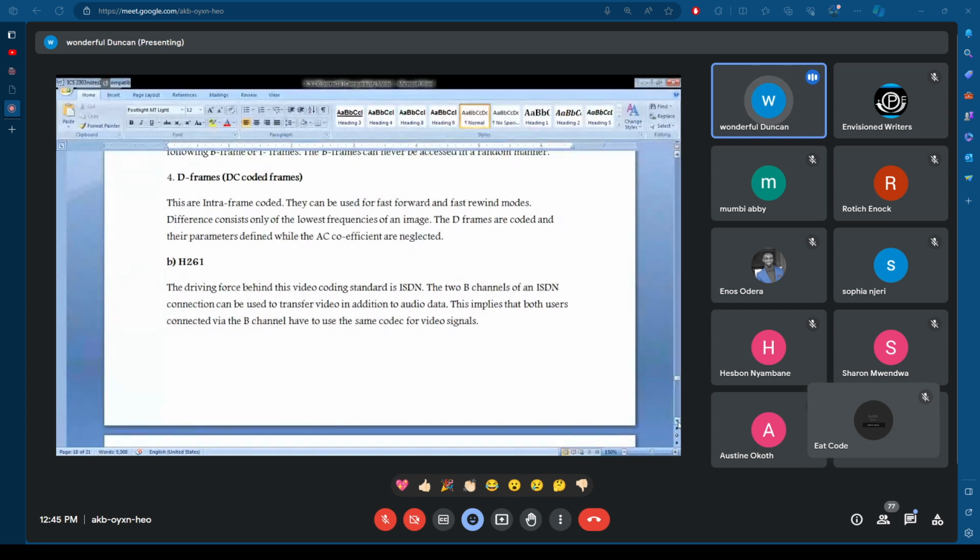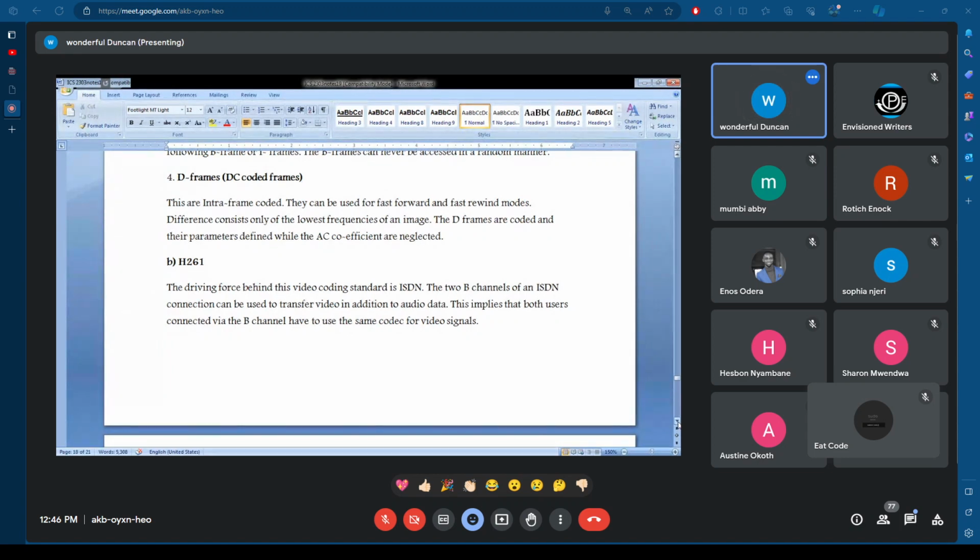The other hybrid technique is H261. The driving force behind this video coding standard is ISDN, or the Integrated Services Digital Network.